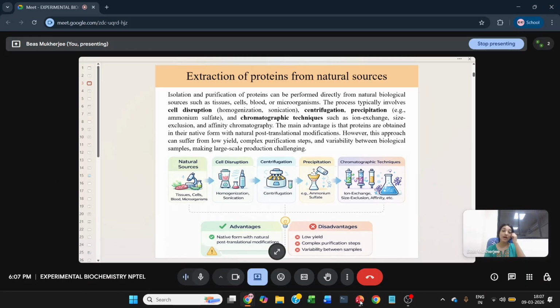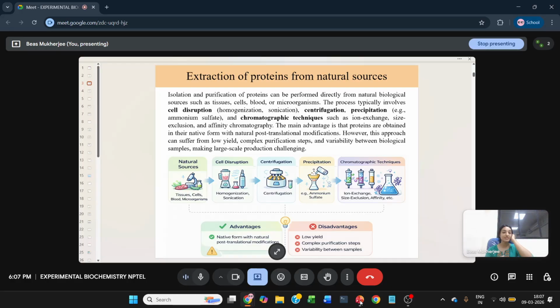Okay, so now extraction and purification of proteins from natural sources. Okay, we will look into this now. So isolation and purification of proteins can be performed directly from natural biological sources such as tissues, cells, blood, or microorganisms. Right? The process typically involves cell disruption, homogenization, and sonication.